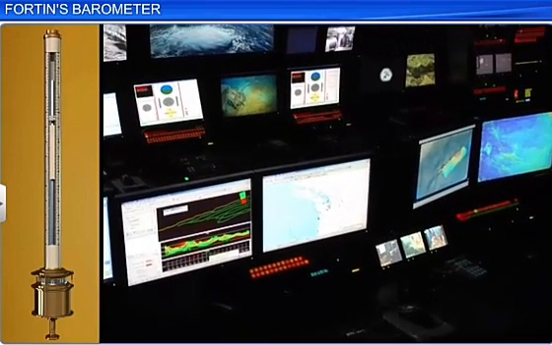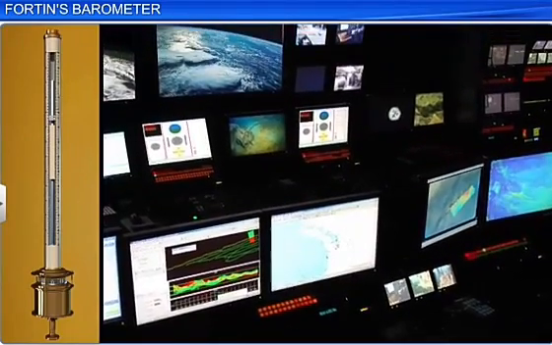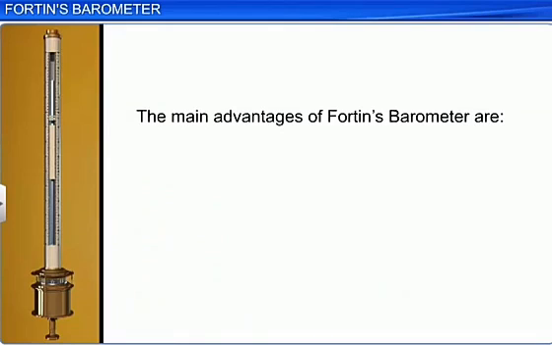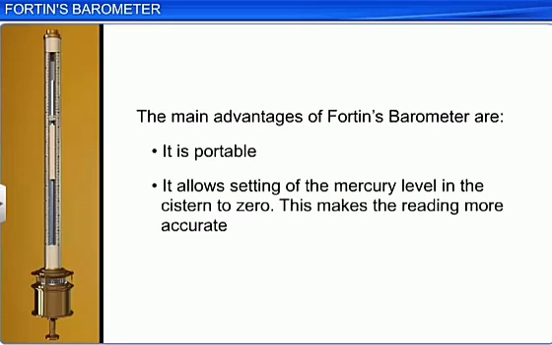Fortin's barometer is widely used in laboratories and in meteorological departments. The main advantages of Fortin's barometer are: it is portable. It allows the mercury level in the cistern to be set to 0. This makes the reading more accurate.